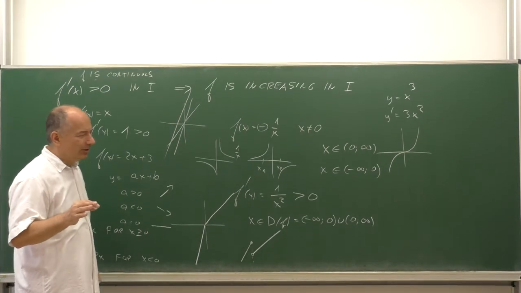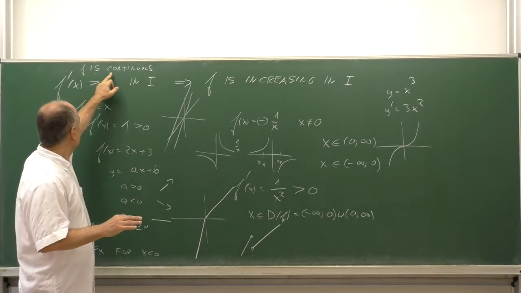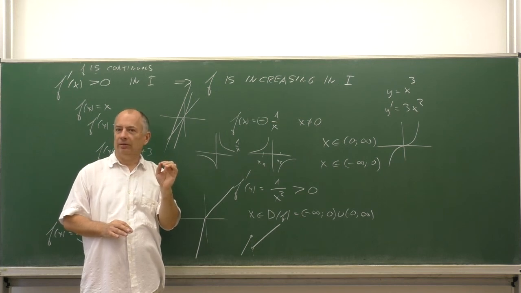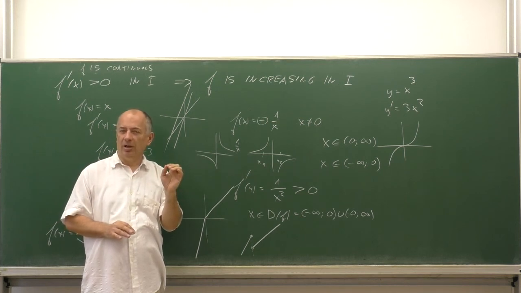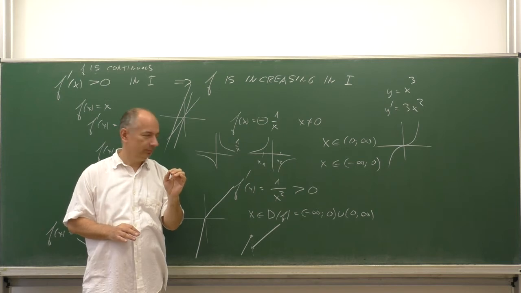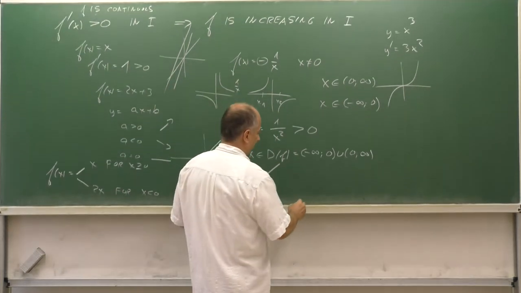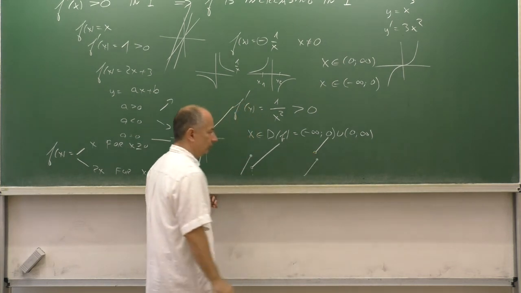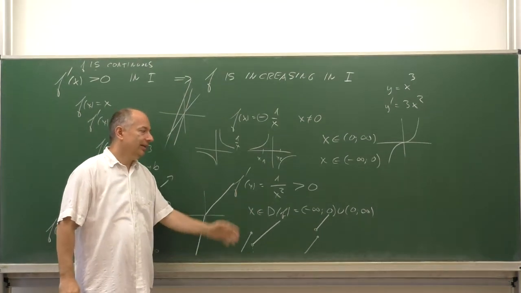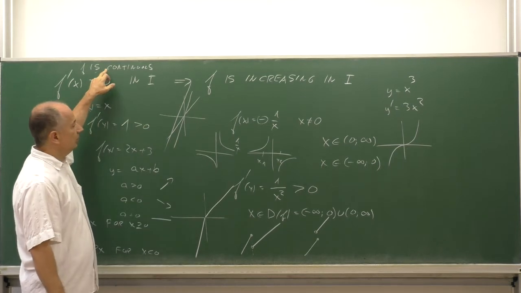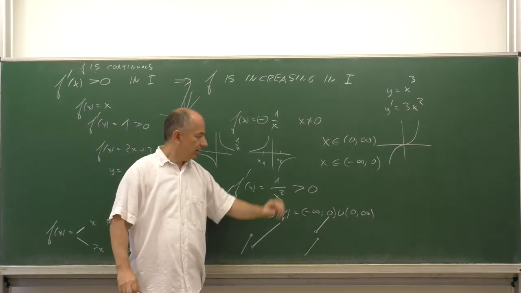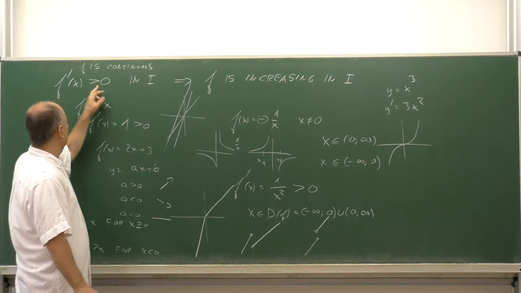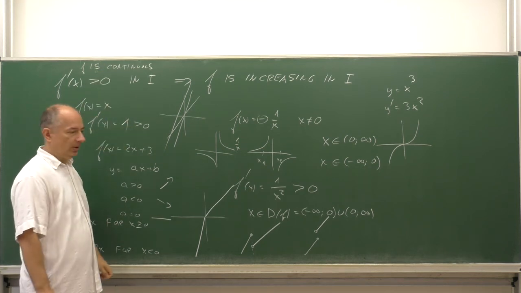Well, honestly speaking, the function must be continuous is a sufficient condition, not a necessary one. Because you can have a function that looks like that. So it may happen that in some cases the continuity is not true and still the function is increasing. So this is a sufficient condition along with this one, but not necessary.